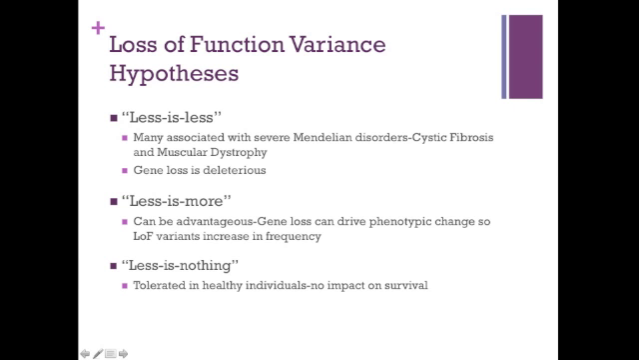Loss of function, also known as an LOF variant, is a mutation within one's chromosomes. Its results are reduced or eliminated protein function, which support three different hypotheses: less is less, less is more, and less is nothing. The less is less hypothesis occurs when the single mutation causes gene loss to be harmful, which results in diseases and disorders like cystic fibrosis and muscular dystrophy, which can be life-threatening.